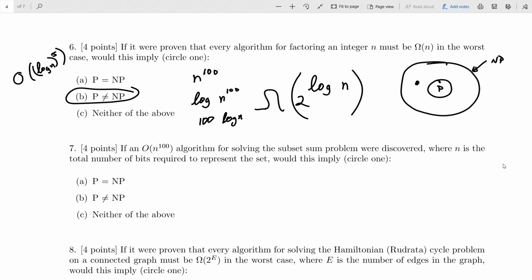Okay, what's the argument for A? Subset sum is NP complete and the algorithm is polynomial. Right, so that would prove P equals NP. This would mean that you've proven that an NP complete problem can be solved in polynomial time. So that would prove P equals NP.